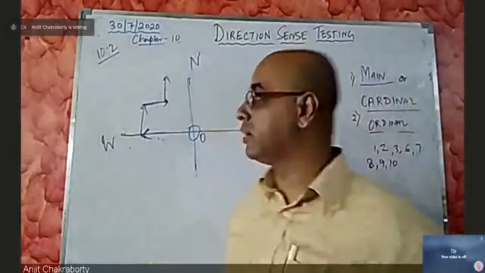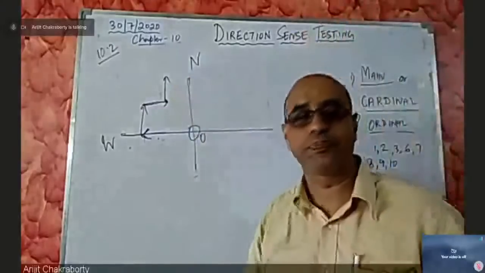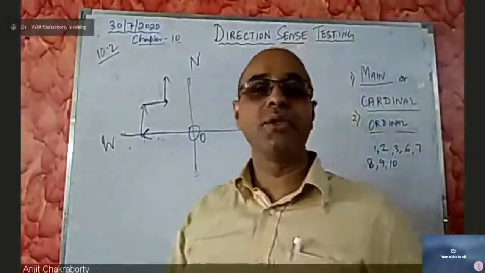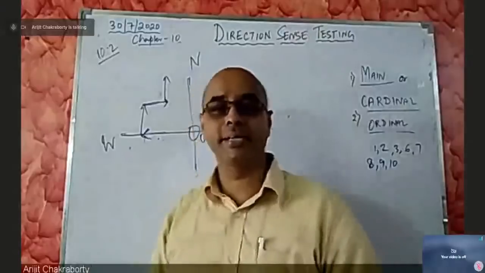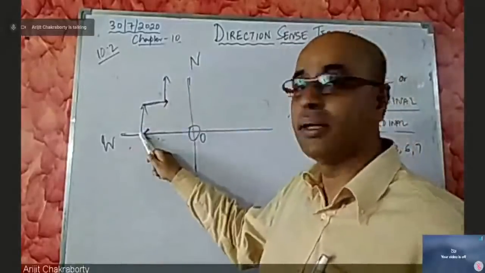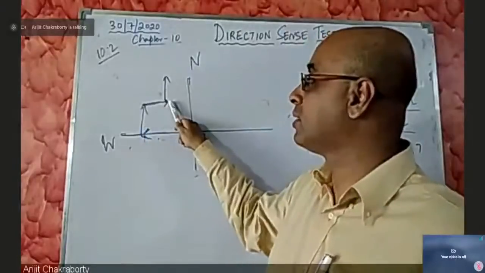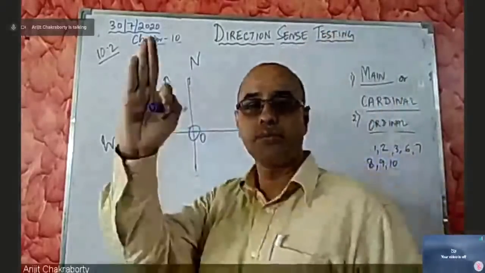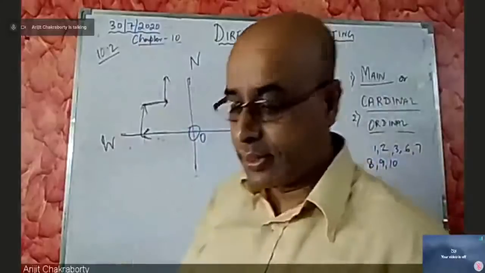Please see question 15. Which direction is he walking now? I think no guesses. Everyone has got it correct. It is north. Moving towards north. So starting from here, coming here, right turn, again right turn, left turn. North. Right. So this is north. Fine.